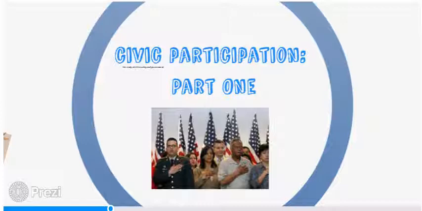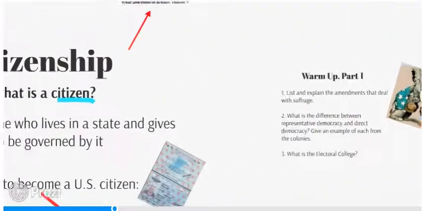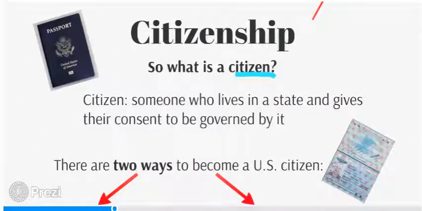Now that we talked about our two political parties and how they interact, we're going to zoom in a little closer on how political parties impact your life. So we have two parts of civic participation, and today is the first one. So before we start talking about how you participate in government, let's start talking about what a citizen is.